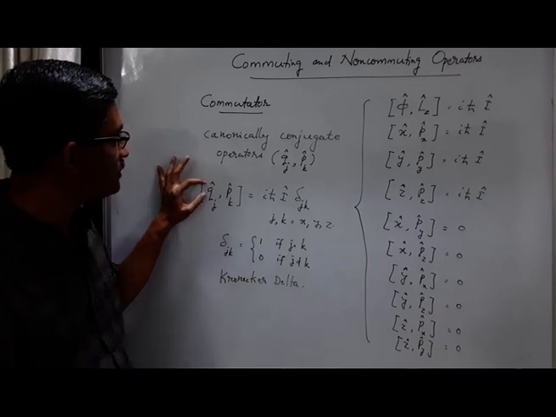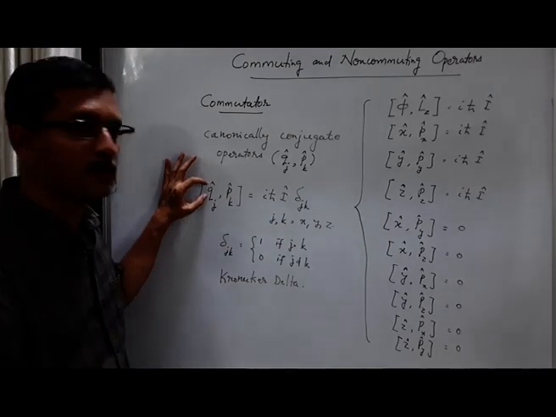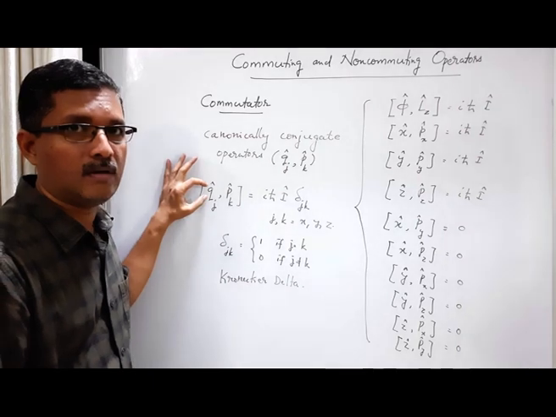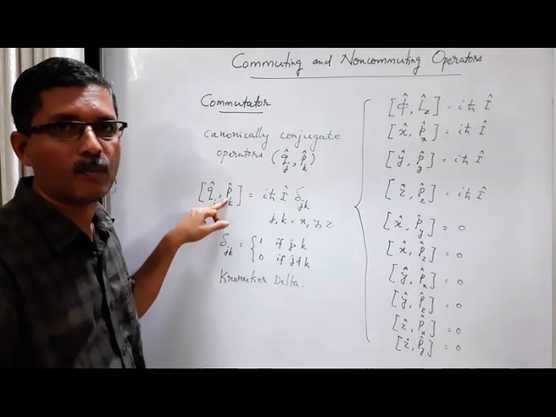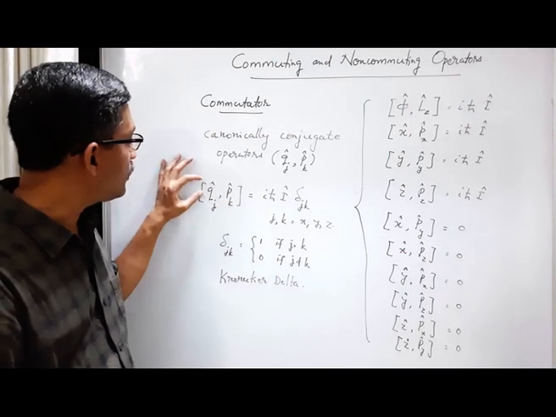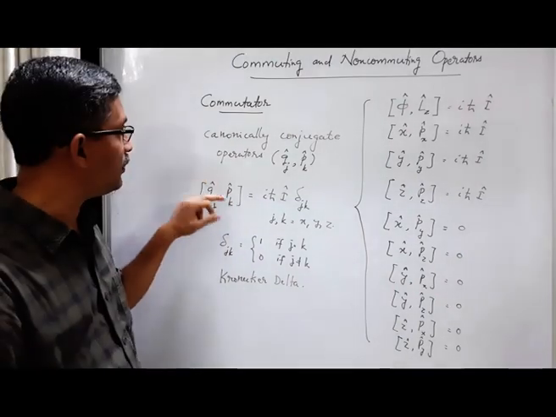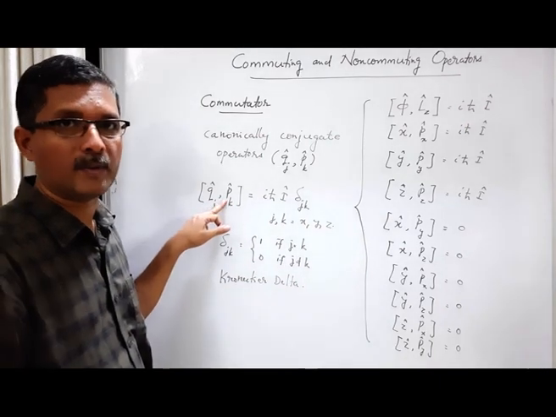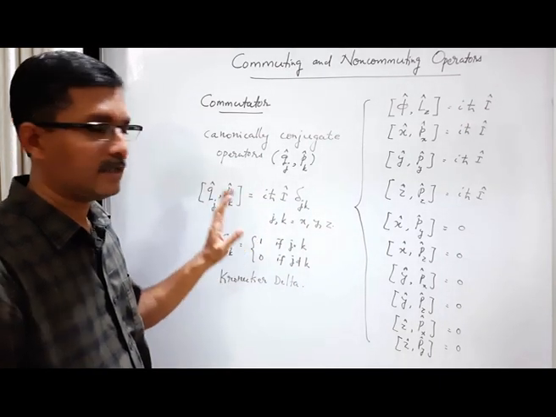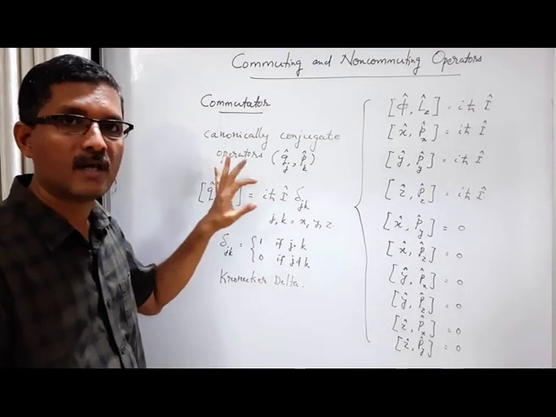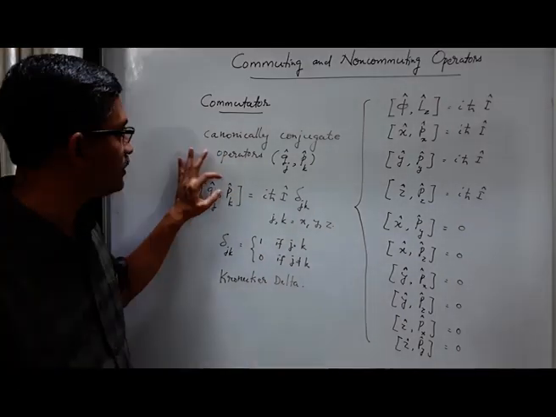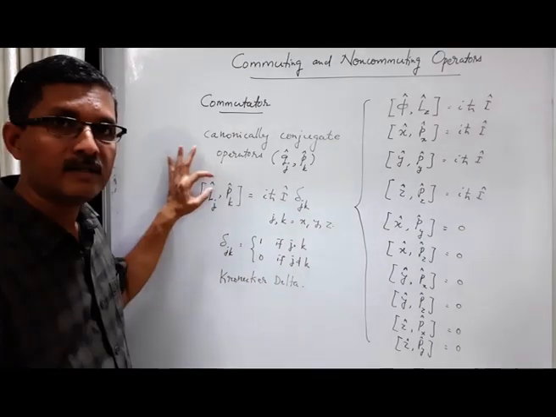If j is equal to k, suppose q represents position coordinate or position operator, then p represents linear momentum operator. If q represents azimuthal angle, then p represents z component of angular momentum. So q is generalized position, p is generalized momentum. If this is position, this is linear momentum. If this is an angle, this is angular momentum.